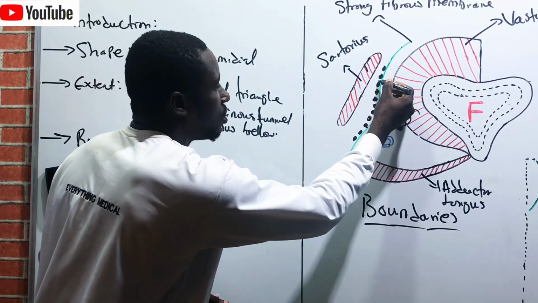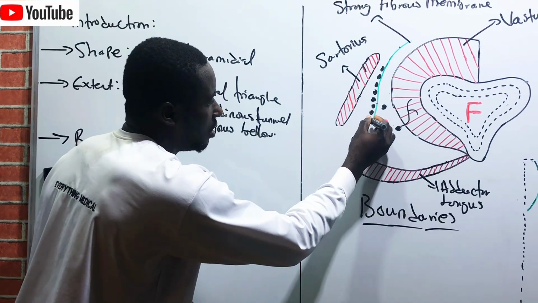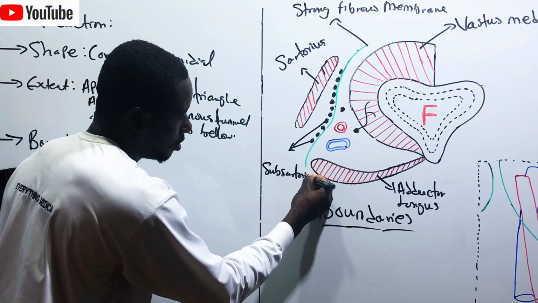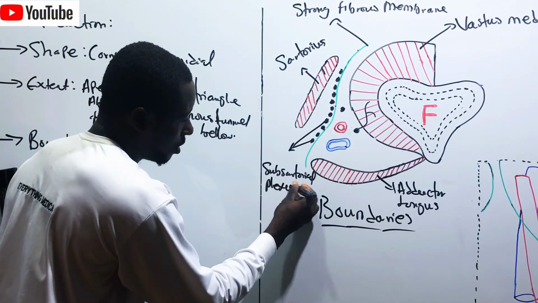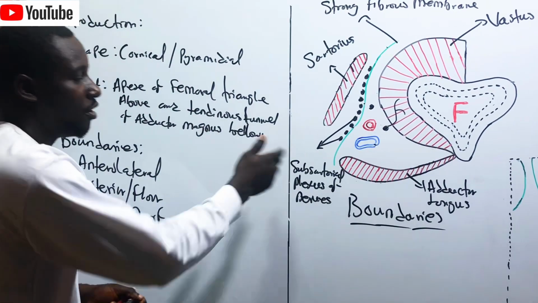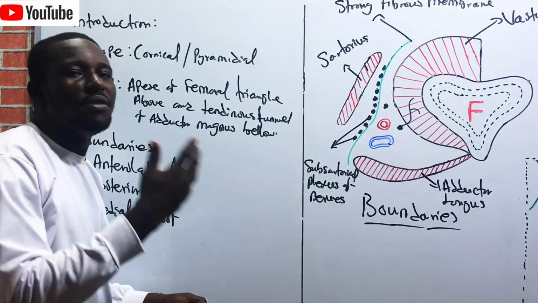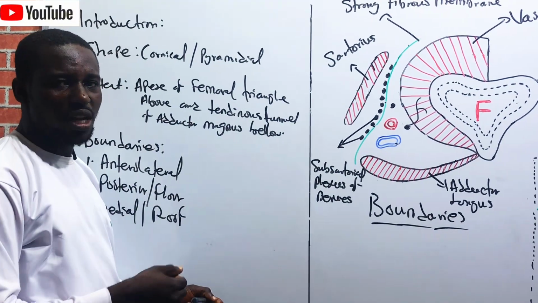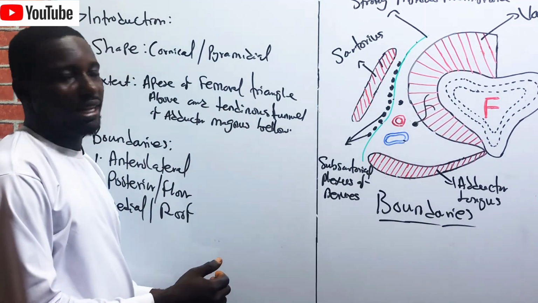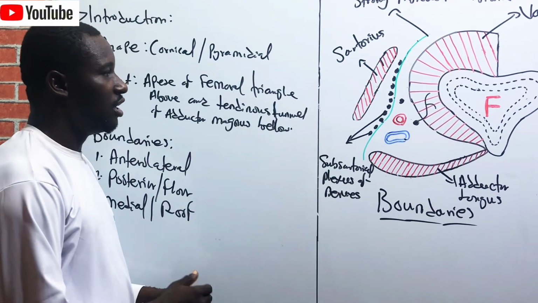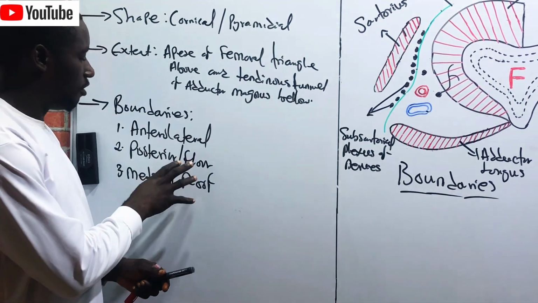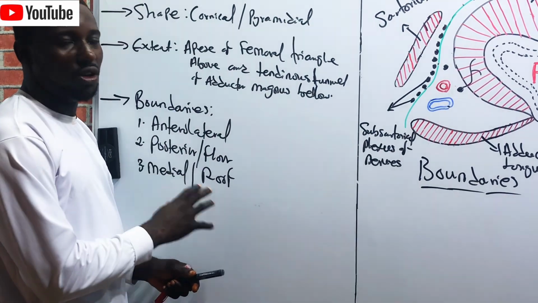And here is the subsartorial plexus of nerves. We call it the subsartorial plexus of nerves. What are the branches that are given off from this plexus? We have the medial cutaneous nerve of the thigh, the anterior division of the obturator nerve, and the saphenous nerve. Those are the branches that arise from this plexus. They're important structures in the thigh region. Okay, we are done with the boundaries of the adductor canal, which can be called the Hunter's canal.